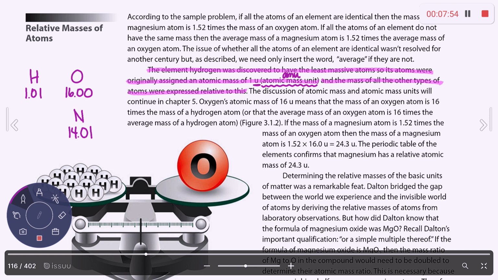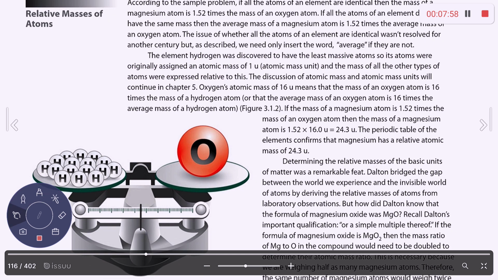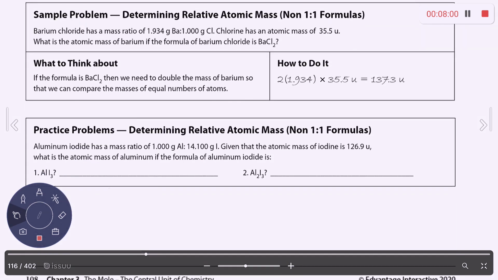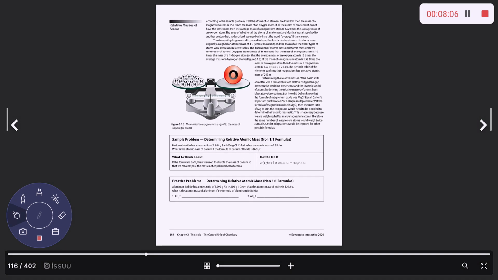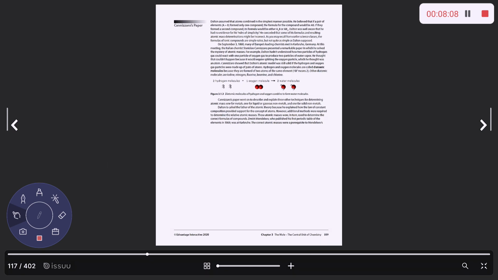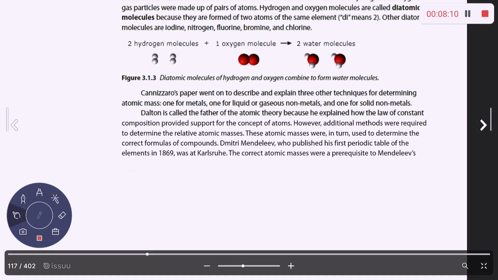Okay, now let's move on down here. I don't know that there's anything else we need to discuss. Nope, not on this page. Let's go to the next page, or the last page, where it says Cannizzaro's paper.